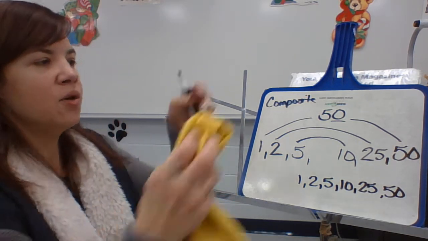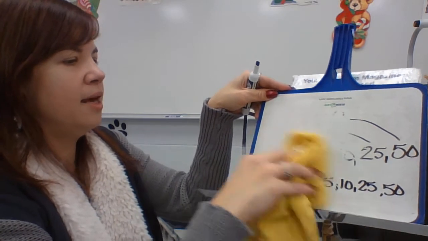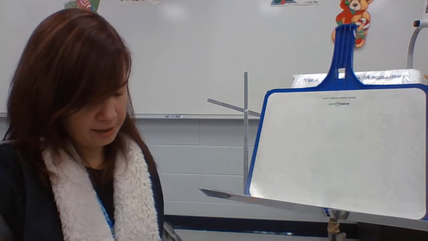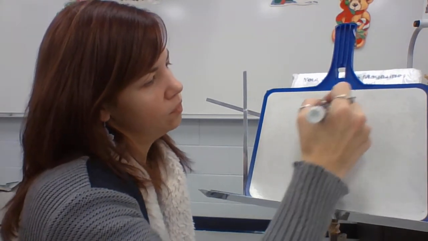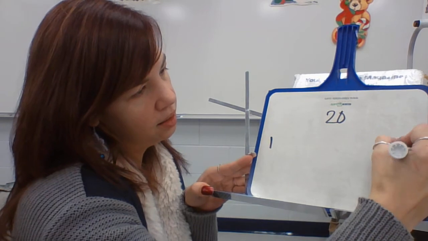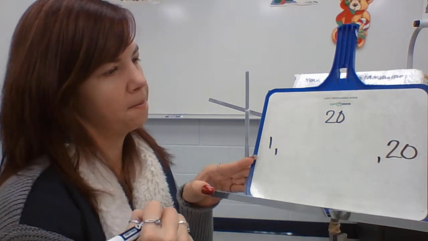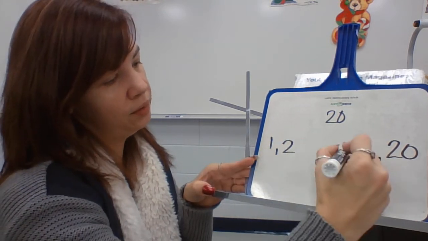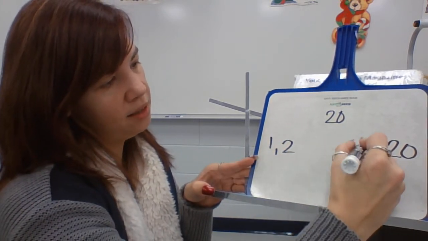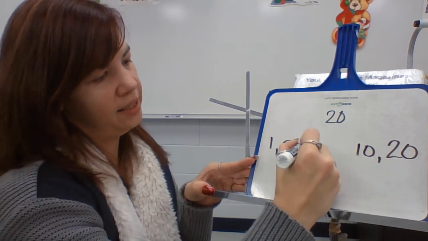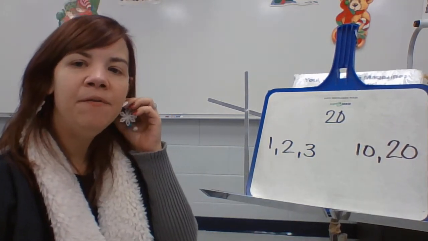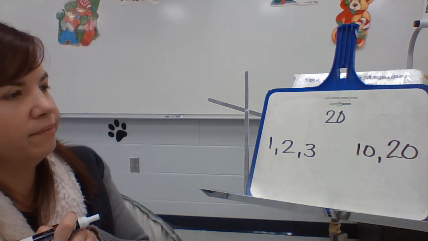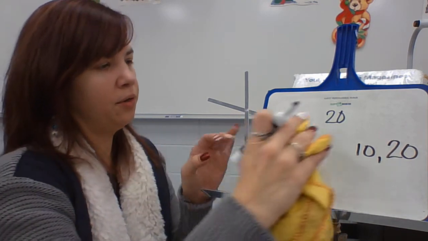All right, one more I'm going to try or walk with you, and then I want you guys to try the last 2 by yourselves. All right, so 20. 1, 20. Okay, it is even, so that means it will divide by 2. 2 times what gives me 20? 10. All right, let's keep going up. 3. If I add them together, does it divide by 3? Nope. So there is no 3.